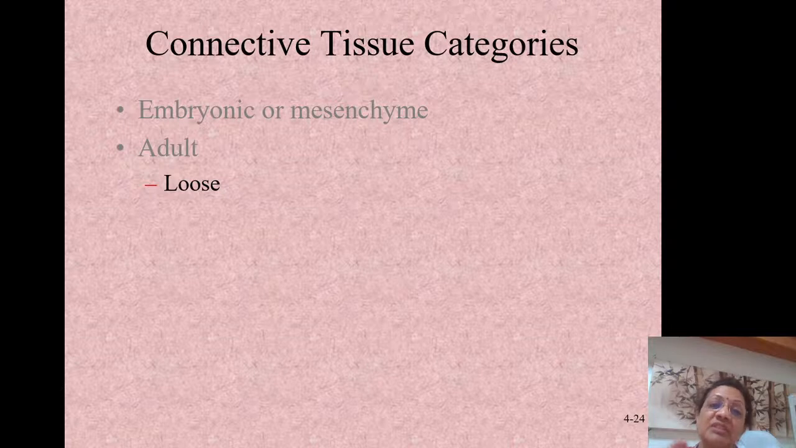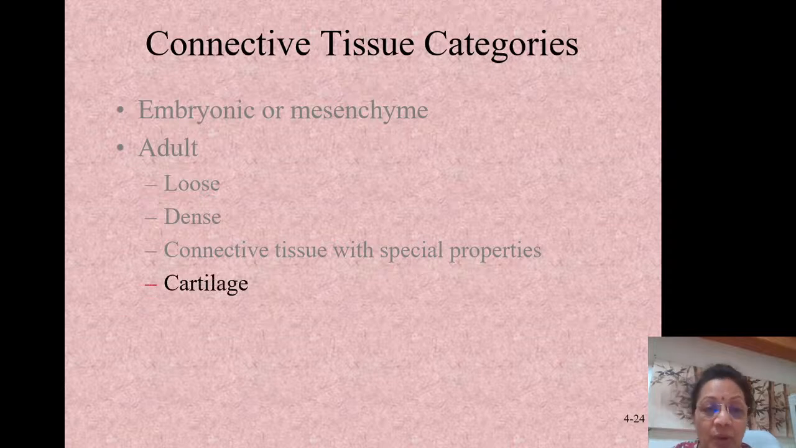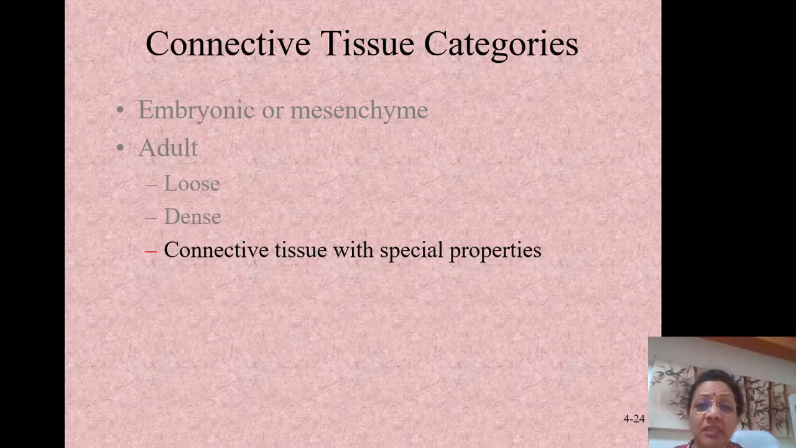We only further divide adult connective tissue depending on the way that material looks and performs wherever it is. So there is loose and there is dense, and connective tissue with special properties. Loose means the cells, the matrix and the fibers are dispersed far away from each other. There are lots of gaps. You'll see that when you see it under the microscope.